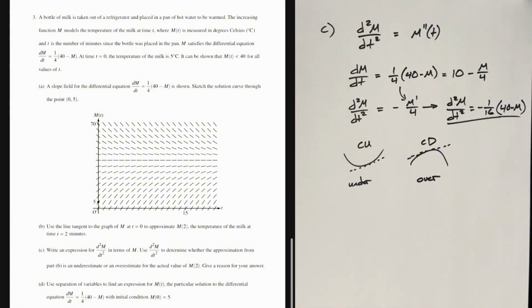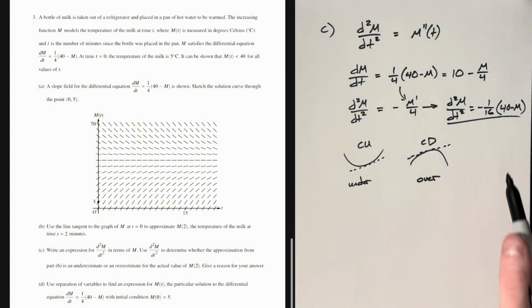It's an over approximation. So I have this great equation for my second derivative. If I see my function's concave down, then it's an over approximation. If it's concave up, then it's an under approximation. Now, the one piece of information that may not feel super important at first, but comes up here, is the fact that m is always less than 40. So the temperature of the bottle of milk will always be less than 40 degrees Celsius.